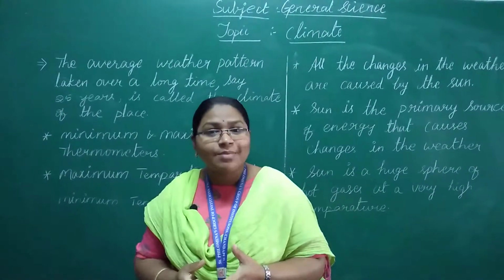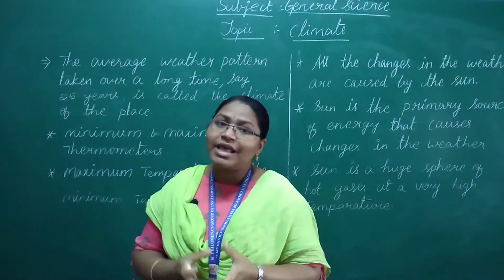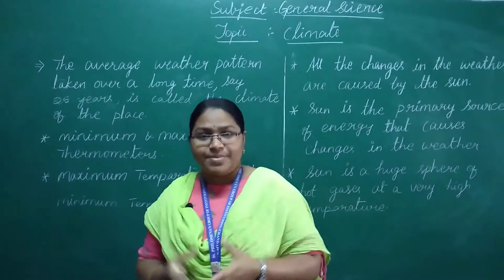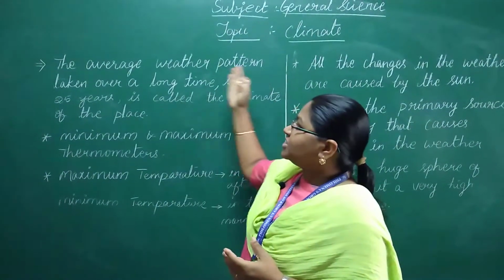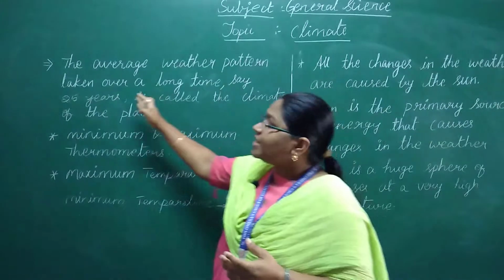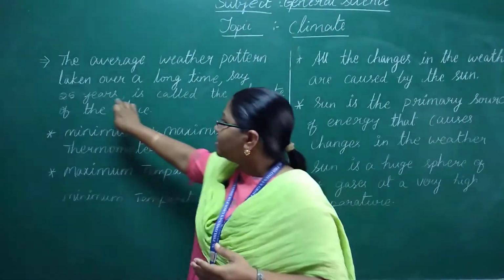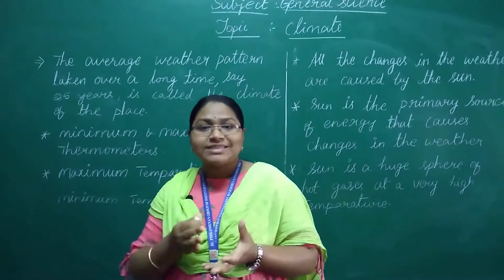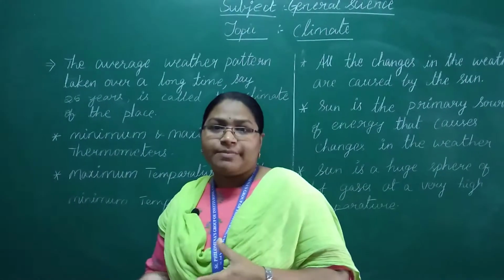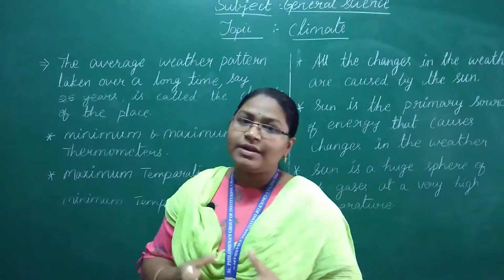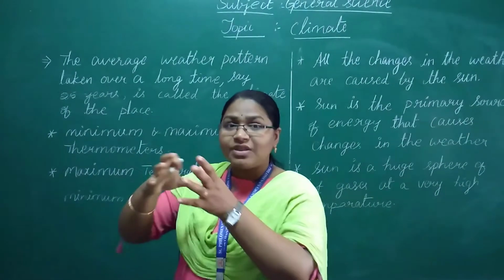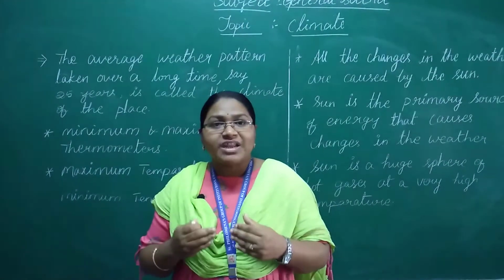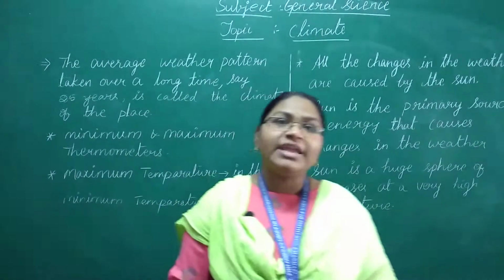So what do we mean by climate? The average weather pattern taken over a long time, say 25 years, is called the climate of the place. If we find that the temperature at a place is high most of the time, we say that the climate of the place is hot. If the temperature is very low, we say the climate is very cold.